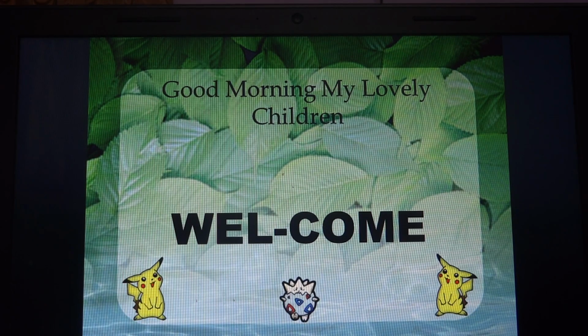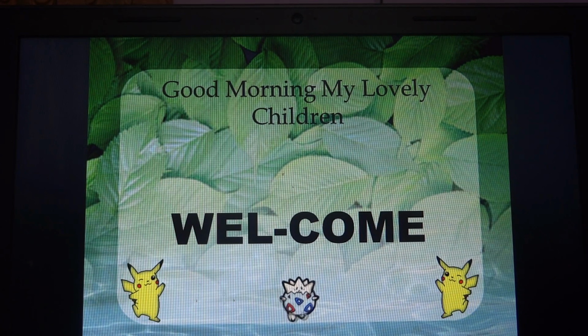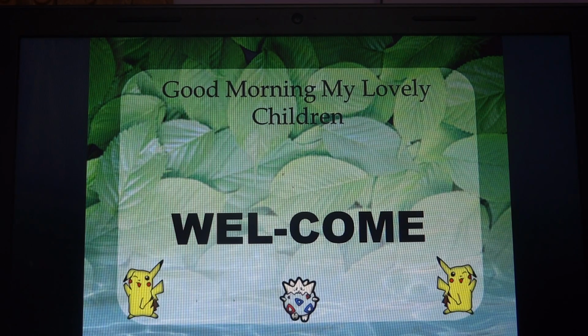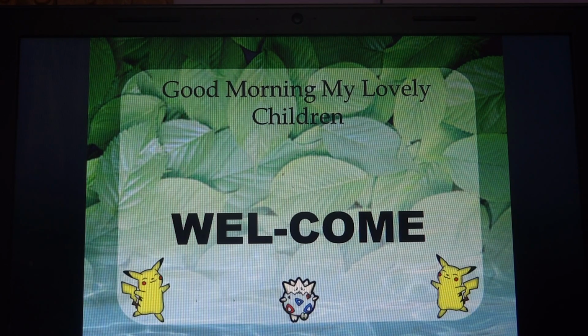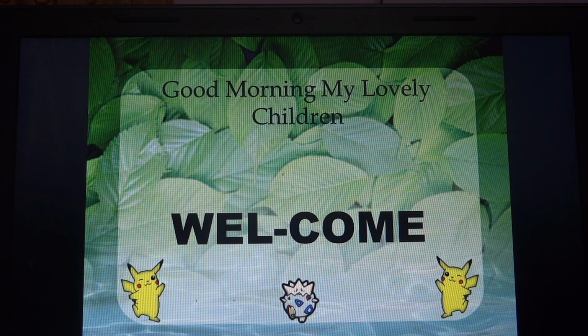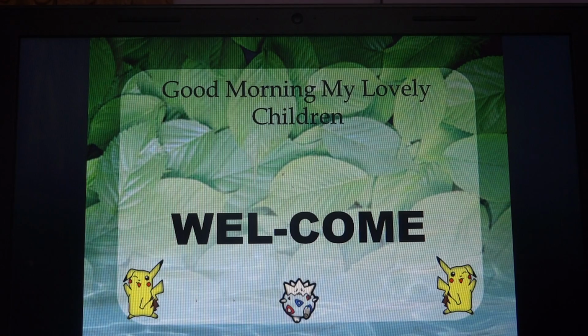Yesterday we learned the noun number. Before moving further, let's do a quick recap. We learned that nouns are naming words and noun numbers are of two types. First, singular, that denotes one, and second is plural, that denotes more than one.